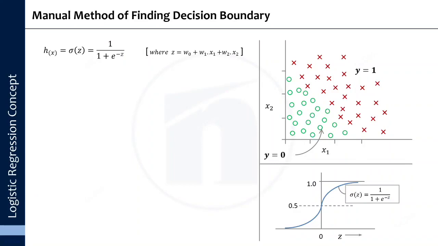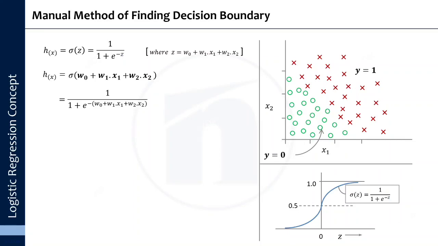So that is given. Now we have to find some boundary lines on one side of which we can say that y is equal to 1, and on the other side you can say that y equal to 0. Okay, so now we come to our hypothesis. What is h(x) equal to sigma z, which is equal to 1 divided by 1 plus e to the power minus z. We have two features over here.